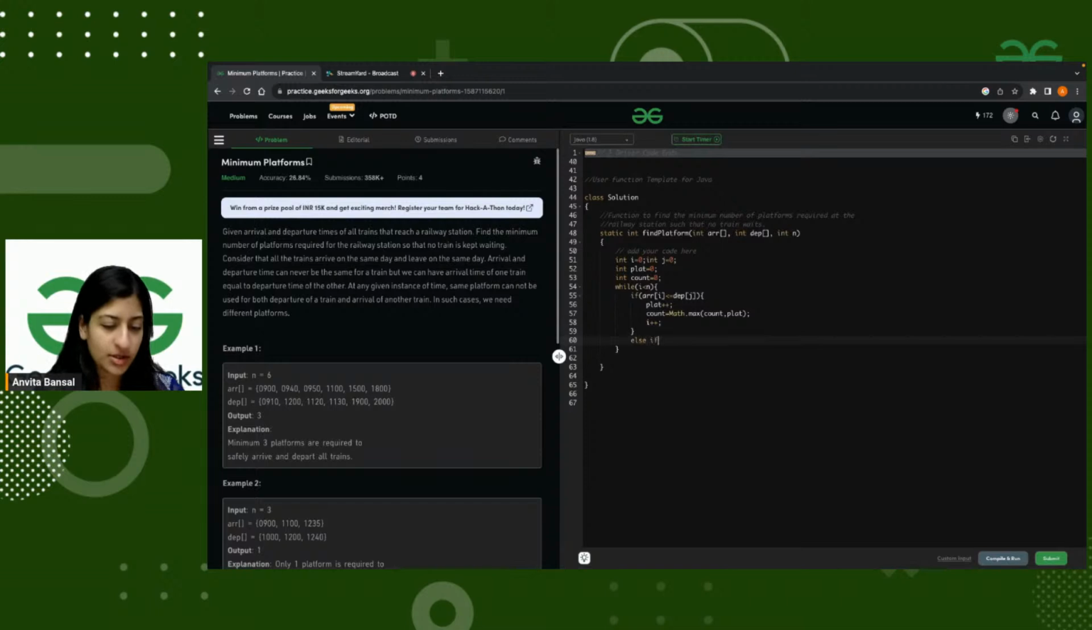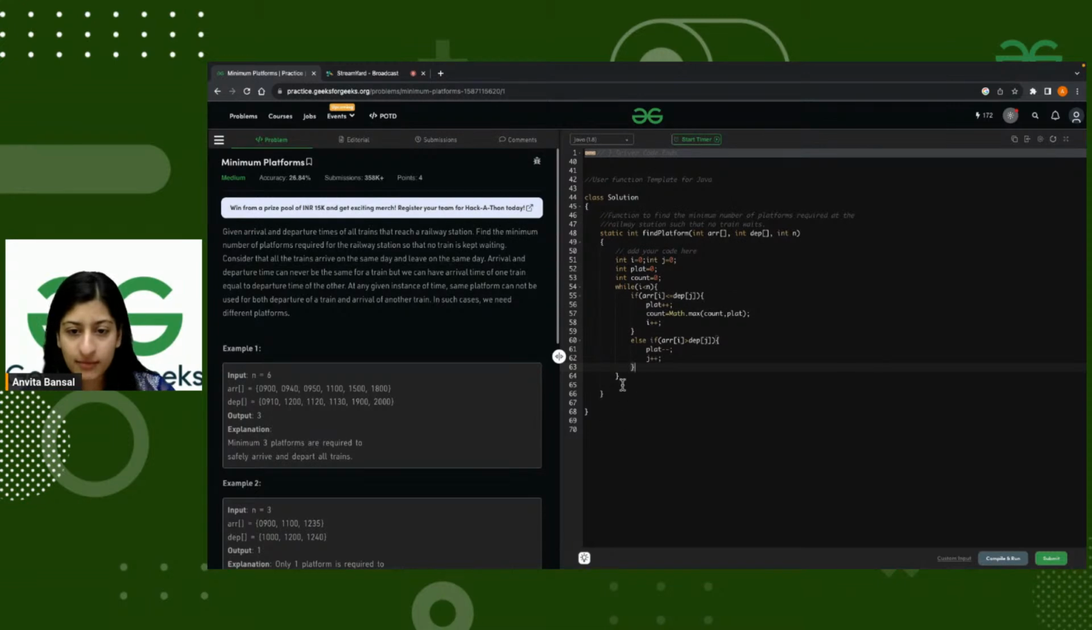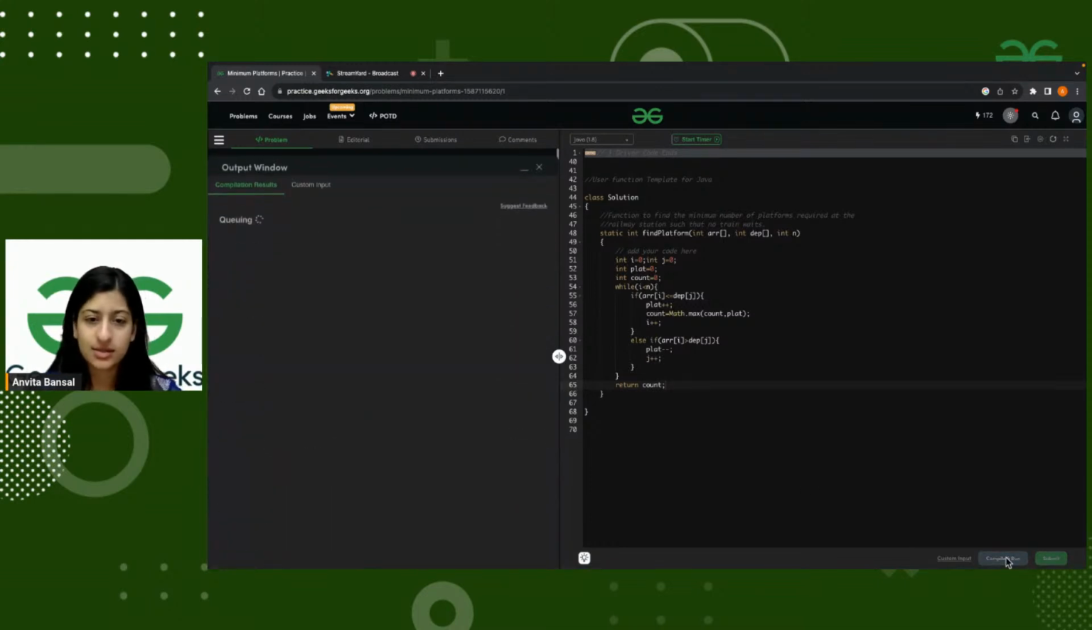In the other condition, why else if and why not else? Because we want to come to this condition and check wherever your j is present. Else if arrival of i is greater than departure of j, then what you are doing is simply reducing the platforms and incrementing the count of j's, then go and check for the other comparison, right? That is what is happening here. And by the end of the loop, you would want to return your count, which should have stored the answer. Check here.